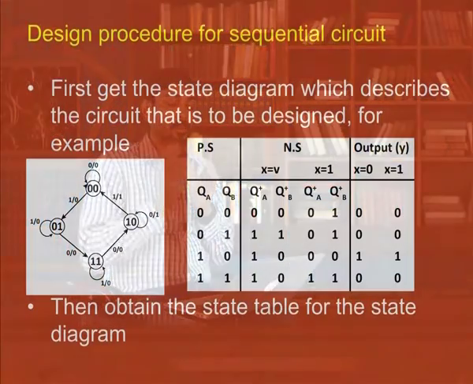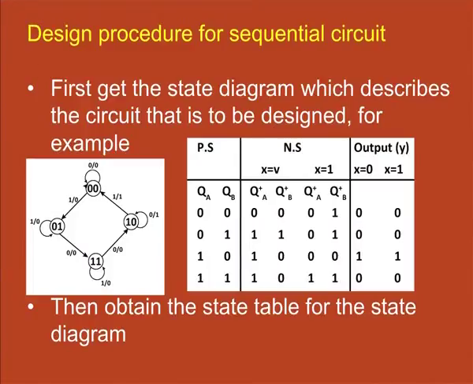Now, once we know a little bit about the state diagram, state table and the reduction of the state diagram, we can now design the procedure for a sequential circuit. For that, we need to follow certain steps. The first step is to get the state diagram which describes the circuit that is to be designed, and here we have taken an example of 4 states with their corresponding input and output values and the migration from one state to the other.